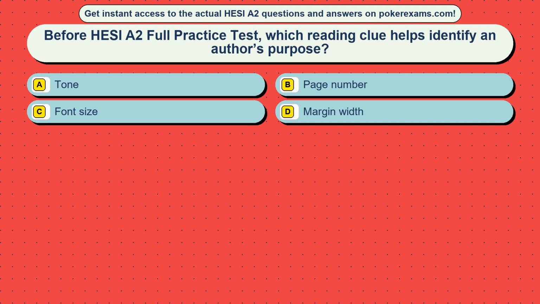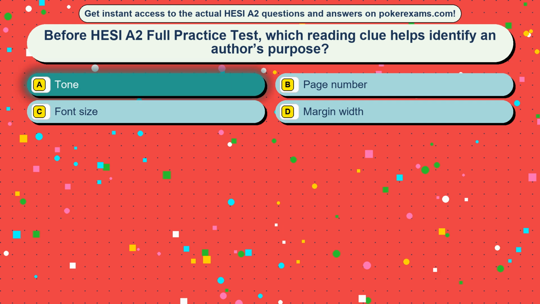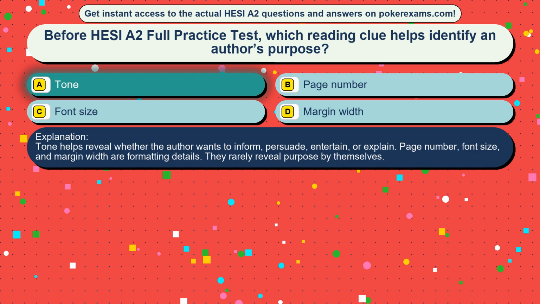Question 45. Before HESI A2 full practice test, which reading clue helps identify an author's purpose? Option A, tone. Option B, page number. Option C, font size. Option D, margin width. The correct answer is option A, tone. Tone helps reveal whether the author wants to inform, persuade, entertain, or explain. Page number, font size, and margin width are formatting details. They rarely reveal purpose by themselves.